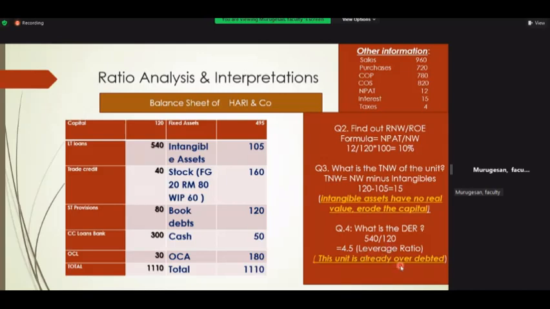This unit is already overdebted, because it has four times debt compared to equity. 3 is okay. 4 is also not for all units. Only for MSME units can we allow up to 4. Some infrastructure units, 5 or 6, we can allow. Sanction authorities will allow. For venture capital, they will allow.